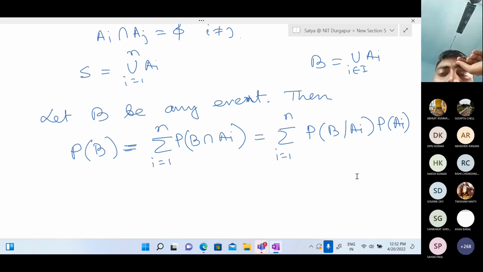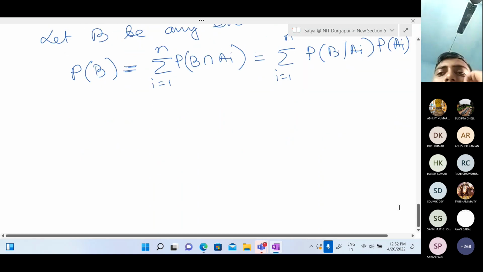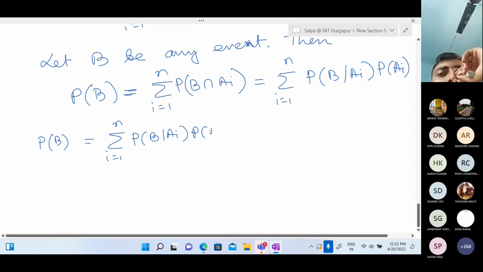I'm writing again in one line: probability of B equal to, last line I'm writing, summation over i equal to 1 to n, probability of B given Ai, probability of Ai. Okay. And now previously I have written the Bayes rule.